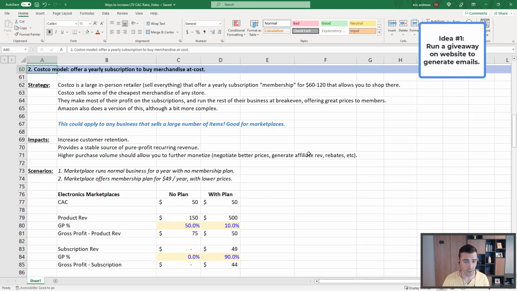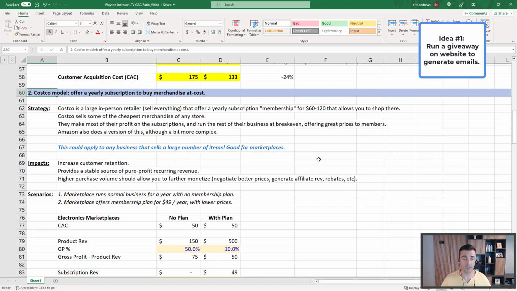So if you don't live in the US, Costco is a business and they offer a yearly subscription to shop in this really big retail store where everything is crazy cheap. They call this a membership. I think it's like $60 to $120 depending on certain situations that allows you to shop there for a year. And so they actually make almost all of their profit. They're a very, very profitable company from the subscriptions, and they run the rest of their business pretty much at break even or a very small margin so that they can offer people the best prices.